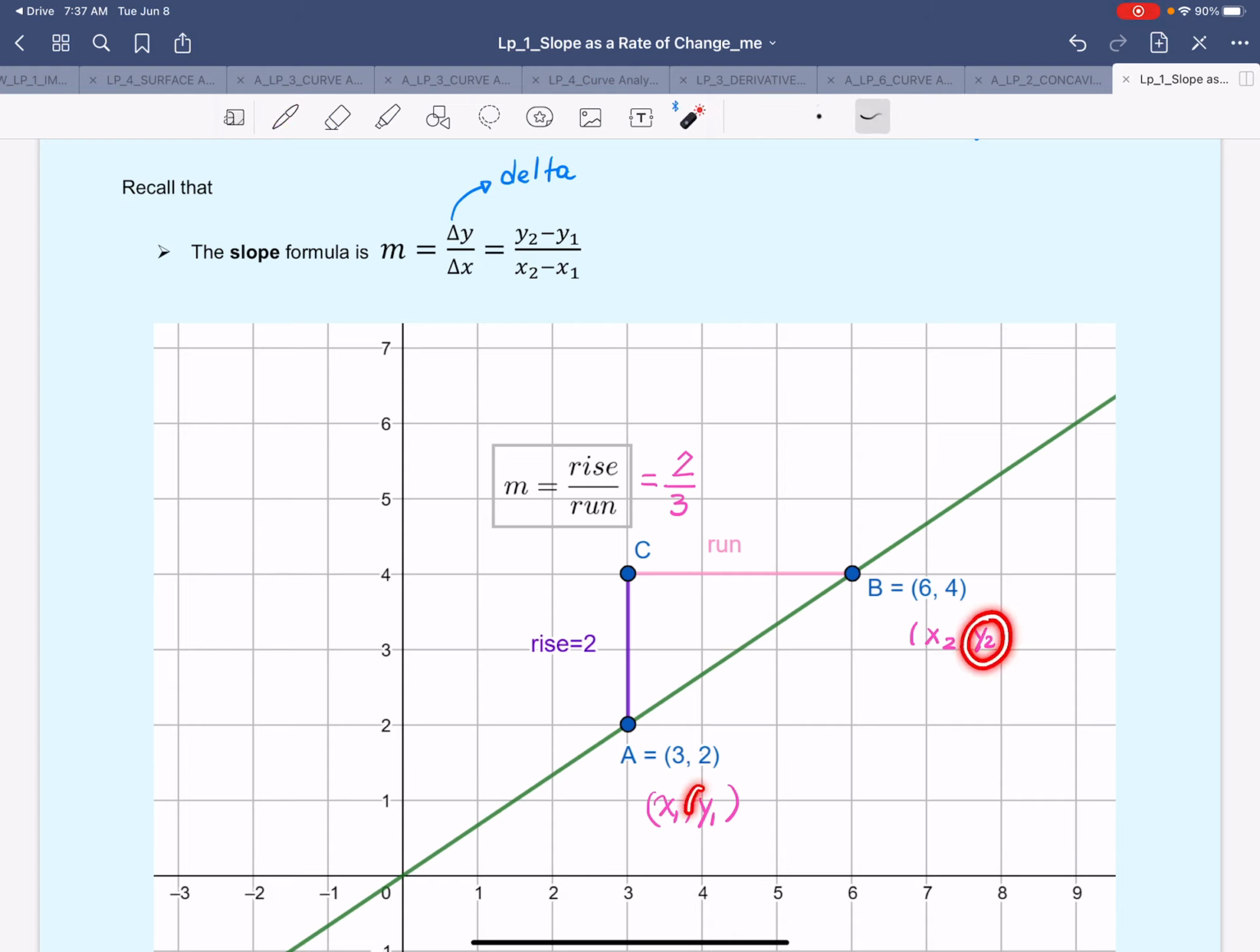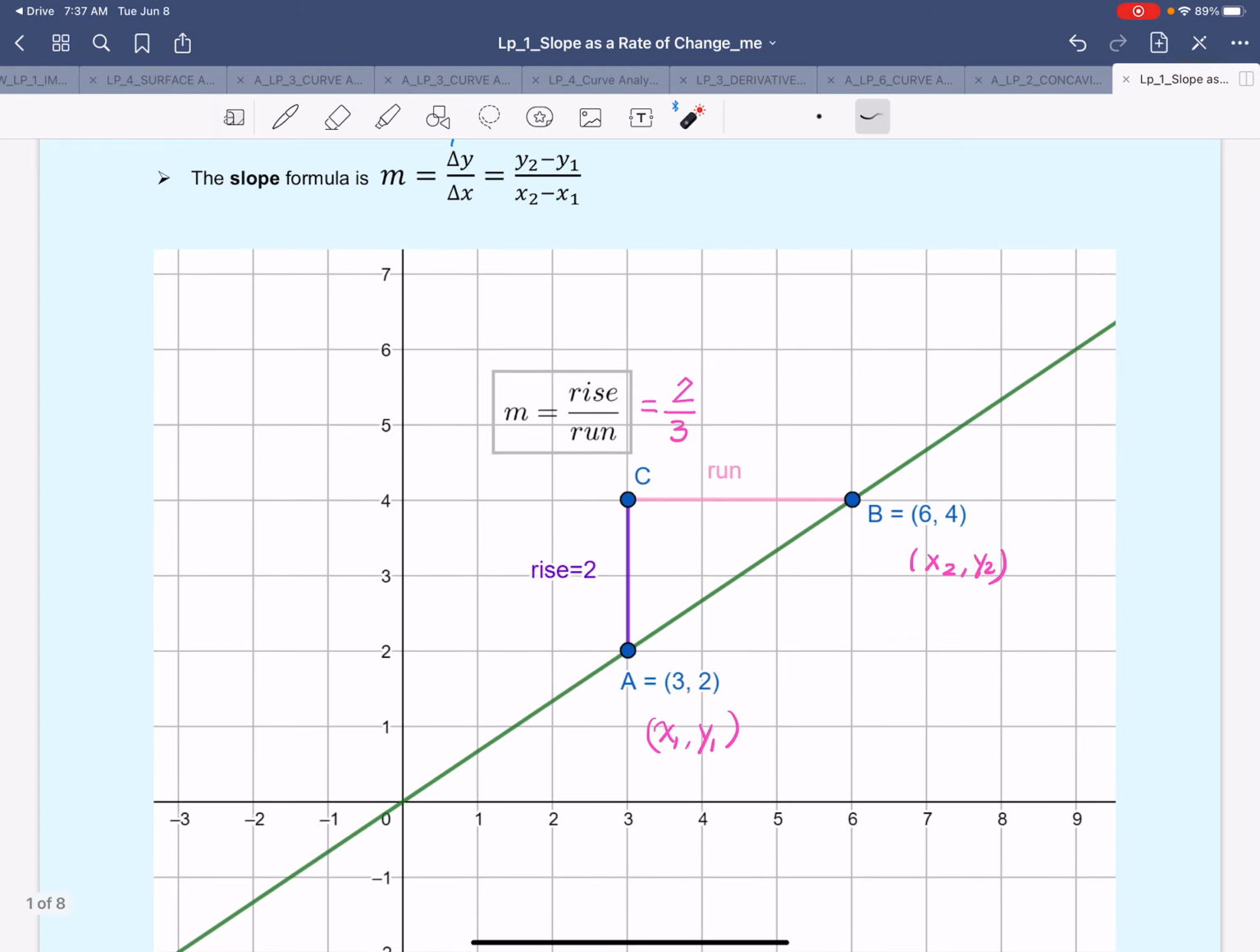Now, if you looked at this same slope by focusing on the coordinates x1, y1, x2, y2, then we will say that the rise of 2 units comes from the difference y2 minus y1, or 4 minus 2. And that's where this number 2 comes from. And the run of 3 units comes from the difference x2 minus x1. And as you can see in here, x2 is 6, x1 is 3, and 6 minus 3 equals 3.